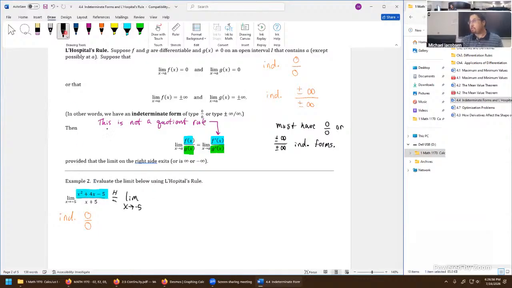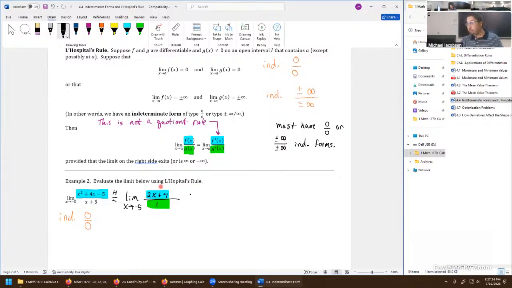Following the idea of L'Hopital's rule, we take the derivative of the numerator, that's going to be 2x plus 4. Again, not the quotient rule, just strictly divide by the derivative of the denominator, which is 1. That's a nice derivative. Now we resolve this limit, 2x plus 4. This is a different form than when we canceled the factors. So let's see what happens with this one.